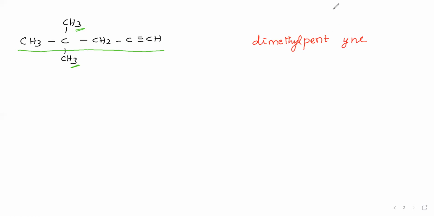Then we have to give the numbering. How to give numbering: the triple bond must get the least position. So start numbering from the right side, here 3, here 4, here 5. This branch gets the 4th position, and this branch also gets the 4th position. Therefore, we can say 4,4-dimethylpent. Then the triple bond is present between the first and second carbons. Therefore, the triple bond position is 1.